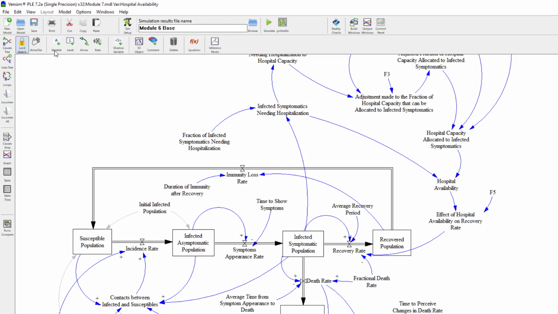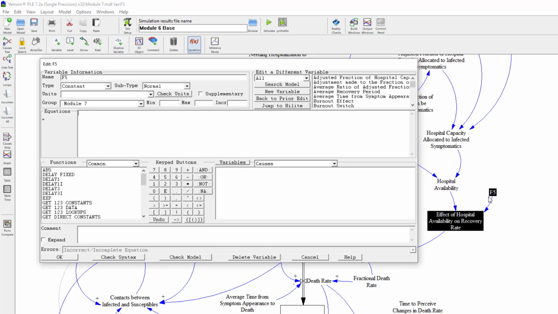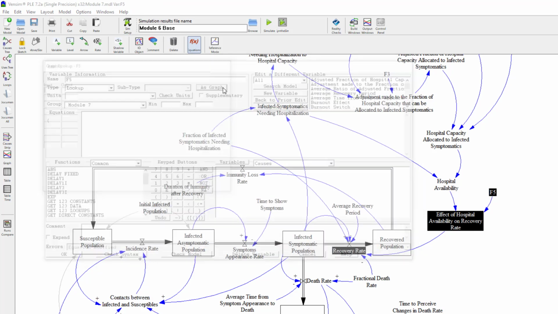hospitalization. So what we want here is, you see that the fraction of infected symptomatic needing hospitalization also needs to be factored in defining the recovery rate. Okay, so that's another arrow that you want to add. Okay, now let's go and define this F5. So it's gonna be a lookup, and you click graph.